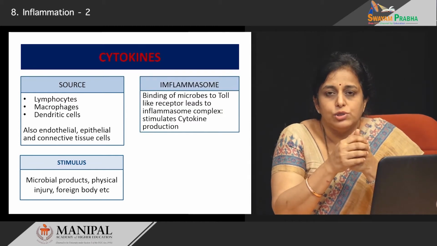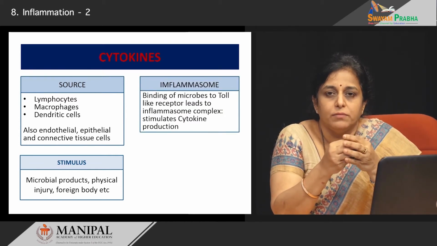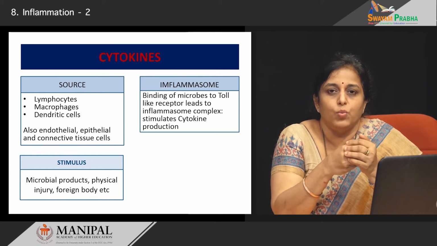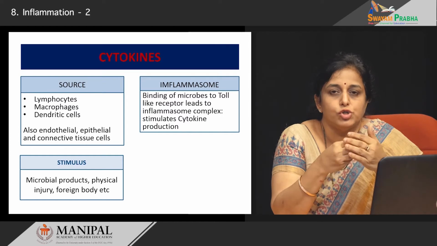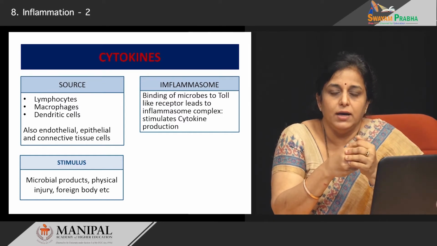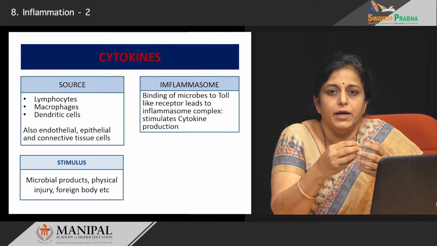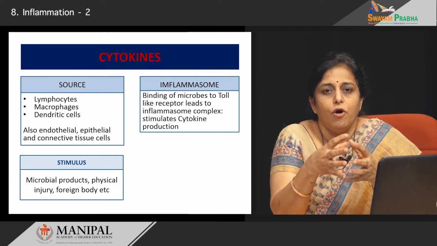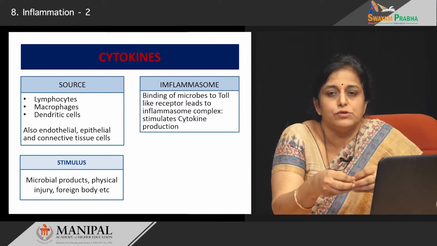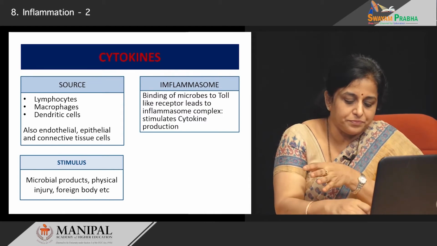And also the binding of the bacteria, the microbes, to the receptors on the cells, which are the toll-like receptors. I am sure you have learnt about toll-like receptors in the chapter on immunity. These toll-like receptors bind to the microbial products and form a complex called an inflammasome. Now, this causes release of cytokines by the cells.